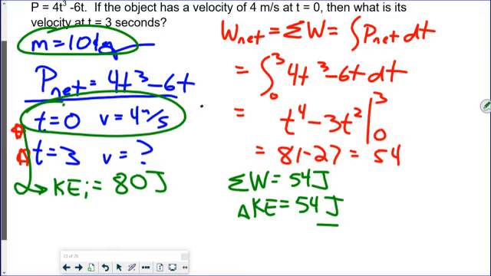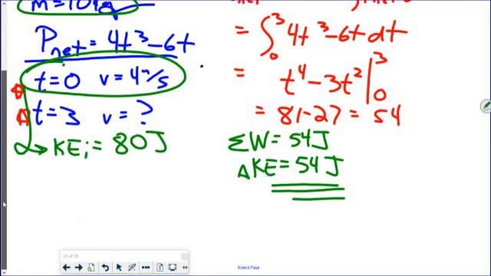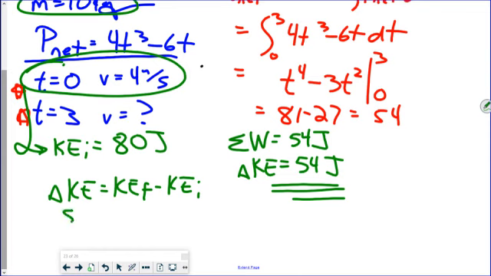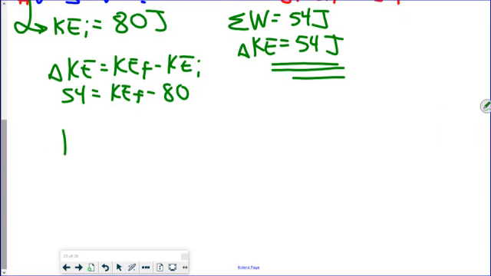This is telling us we gained 54 joules, right? So if you want, you could do this. Change in kinetic energy is final minus initial. So what do we got? 54 equals KE final minus 80, right? So that means our final kinetic energy, in other words, our kinetic energy after 3 seconds, if you add 80 to both sides, is 134 joules.